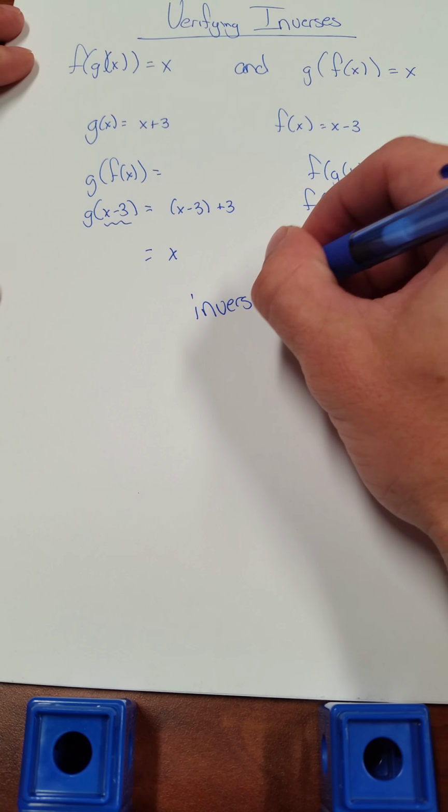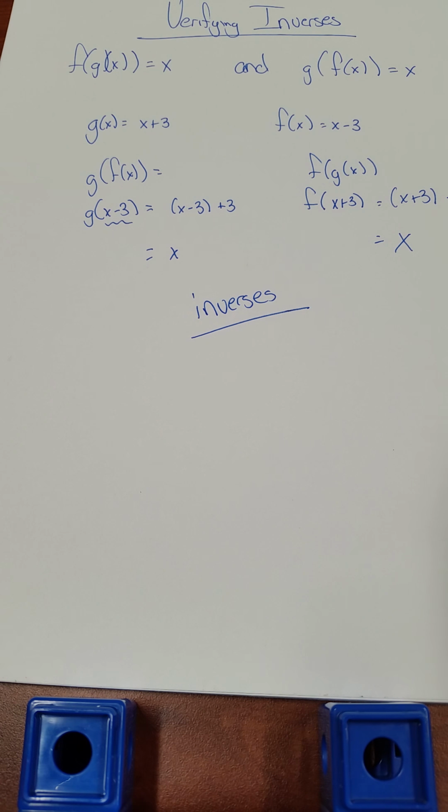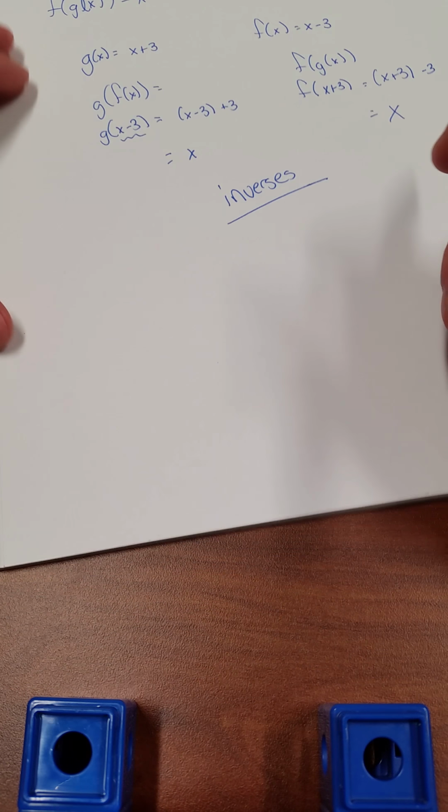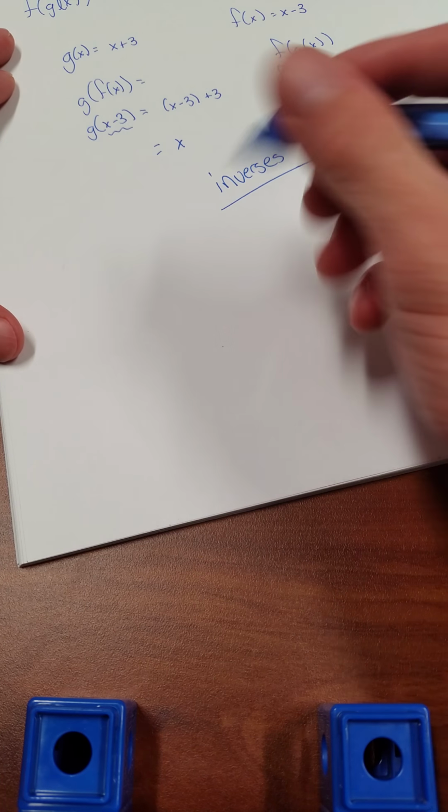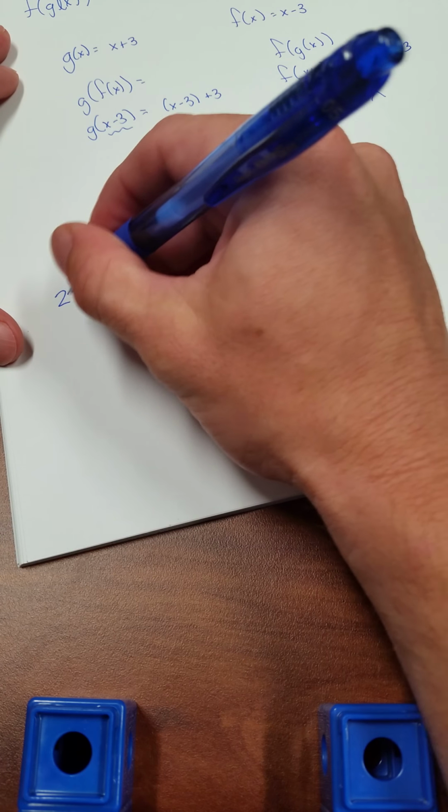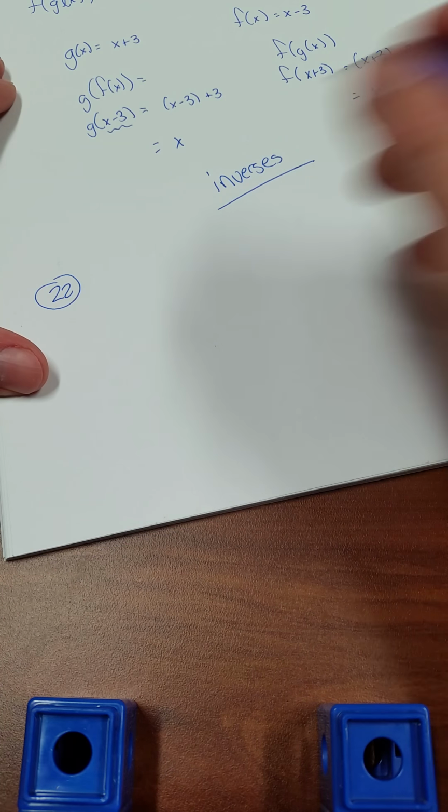Okay, so if we are verifying inverses, all it means that we need to do is to plug them into each other and make sure that they actually work out just fine. We'll do one more problem together. So this is actually number 22 in your packet.